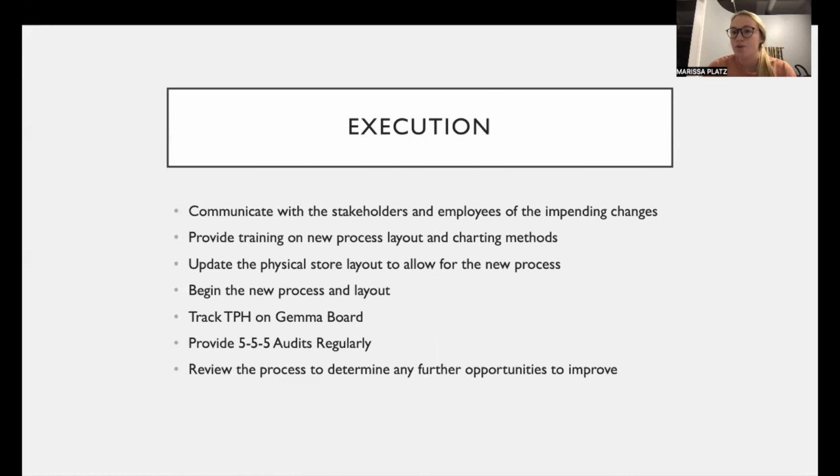How we need to execute this, we need to communicate with employees and stakeholders. Preparing employees for this change is going to be important because it's going to be very different from how they're currently working, and a lot more process-based, and expectations will be set to make sure that they're meeting these processing times. With this change, communication will provide training and new process layout, and discuss the different charting methods with the employees so that they're fully aware of how we expect this process to go.